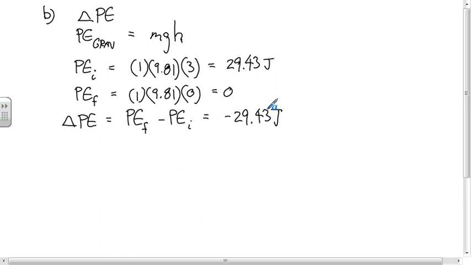Okay? So the work is always equal to negative change in potential energy.